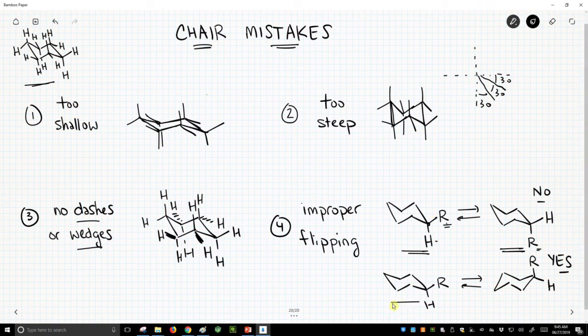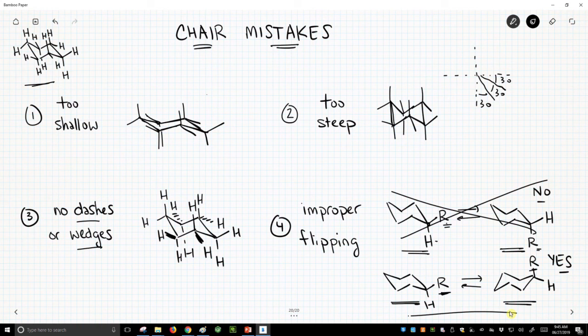Properly speaking, you should draw one form of the chair, and when you flip it, you draw the other form of the chair. And as a result, your R group goes from equatorial to axial. So don't do the top example, do this bottom example. So those are some common examples of mistakes that I encounter when I see students first learning how to draw chair conformations of cyclohexane.